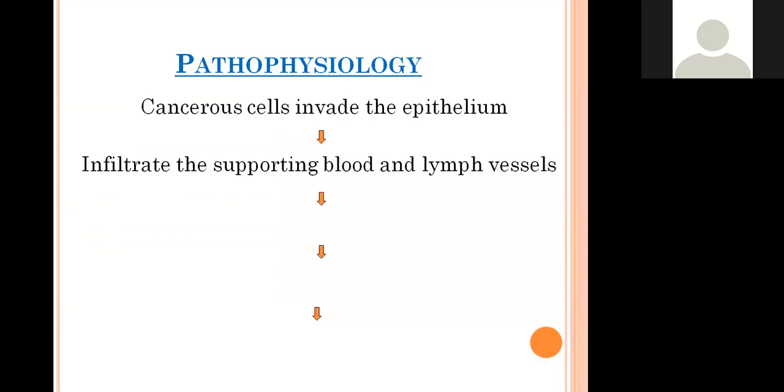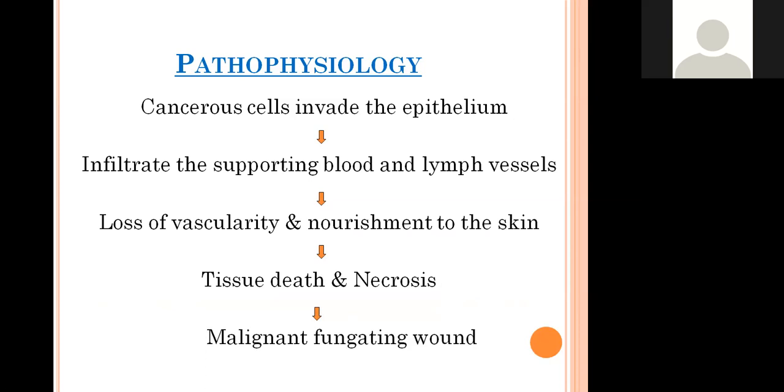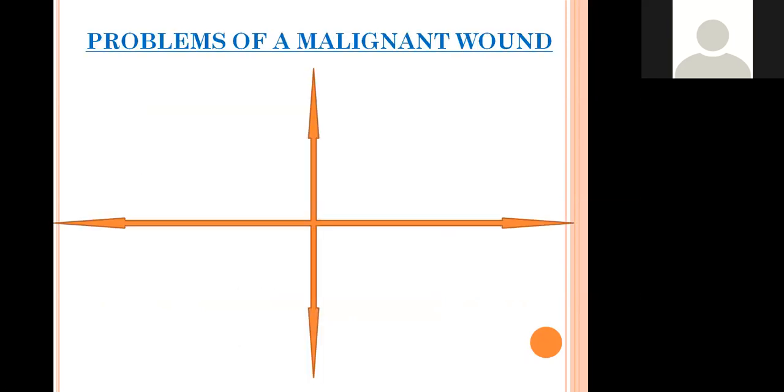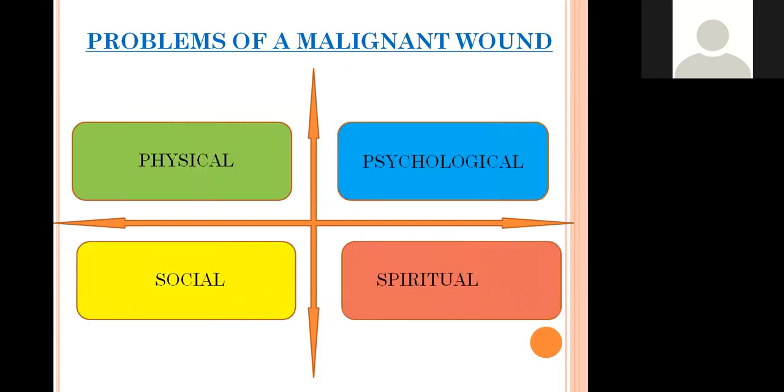So the pathophysiology of a malignant fungating wound is when the cancerous cells invade the epithelium, it causes infiltration to the supporting blood and lymph vessels, resulting in loss of vascularity, loss of circulation and nourishment to the skin, resulting in tissue death and necrosis, and then malignant fungating wound. So the problems of a patient with a malignant fungating wound are physical, psychological, social, and spiritual.